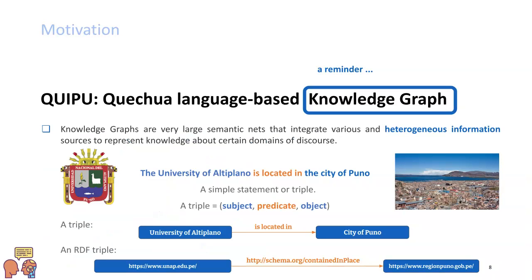These knowledge graphs are based on simple statements or triples. A triple is defined by the subject, predicate, and object. So basically, a statement can be converted into a triple. The University of Altiplano is located in the city of Puno can be transformed into a triple. The University of Altiplano is the subject, is located in is the predicate, and the city of Puno is the object. The nice thing about the structure of triples is that they are understandable by humans and by machines.